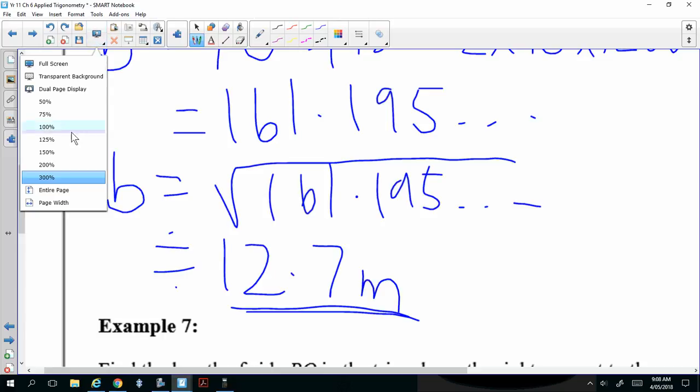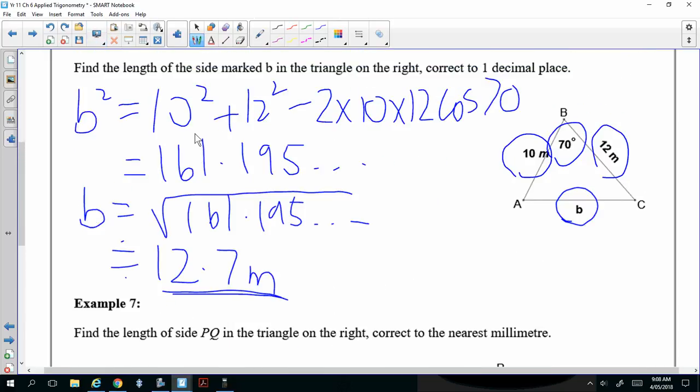Try the next one. Have a try. It's very easy. It's just like Pythagoras, except you have one extra bit. Very convenient. Alright, have a try.